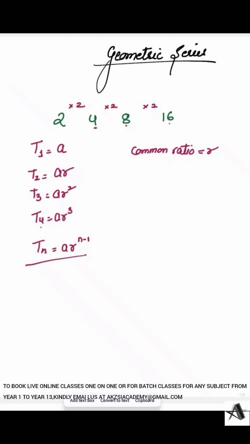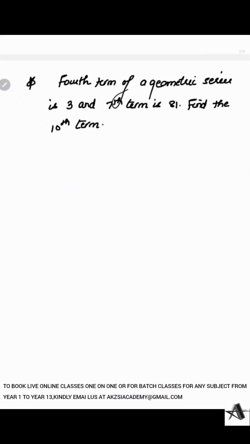So let me do some questions on geometric series. This question says the fourth term of a geometric series is 3 and the seventh term is 81. Find the 10th term. So the fourth term of a geometric series is ar to the power of n minus 1, 4 minus 1, 3. This is 3. And the seventh term, which is ar to the power of 7 minus 1, 6, is 81.